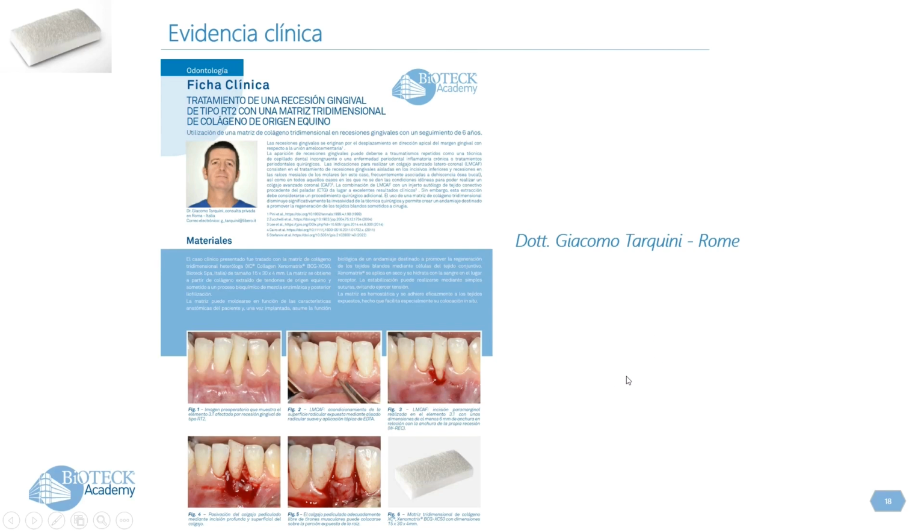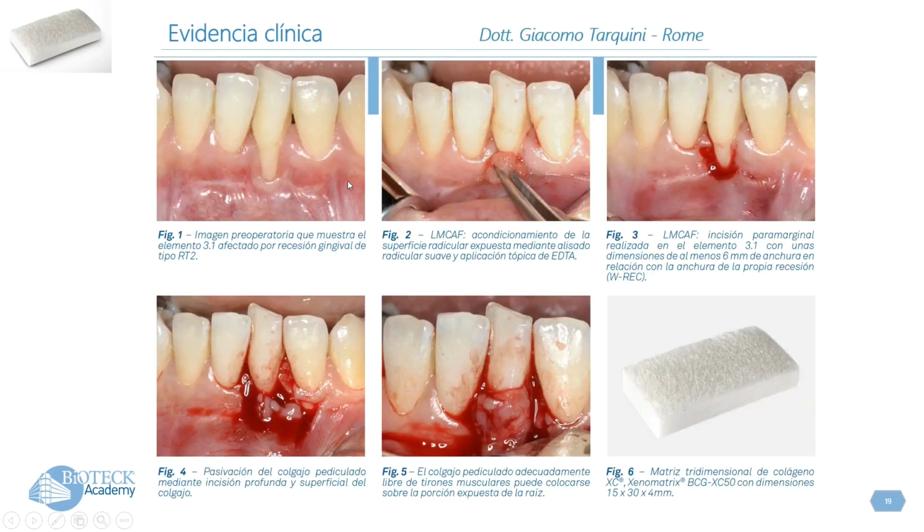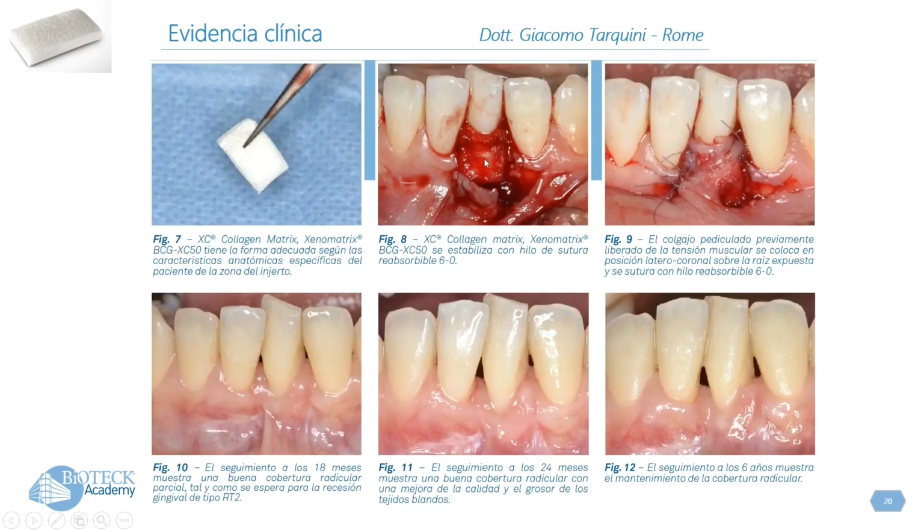Here again another case of Dr. Giacomo Tarquini on an RT2 recession. We see the application of Xenomatrix here, and the coverage with the flap, and again here at 18 months of follow-up and 2 years follow-up, and finally at 6 years, so we have a very long-term follow-up showing that the root coverage is maintained.